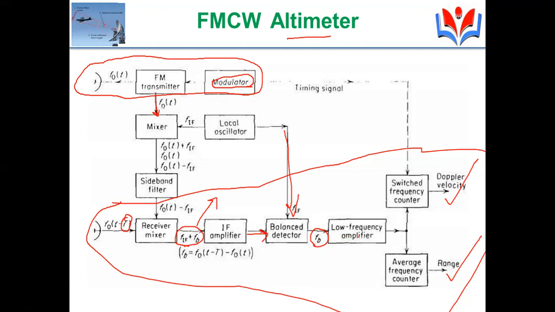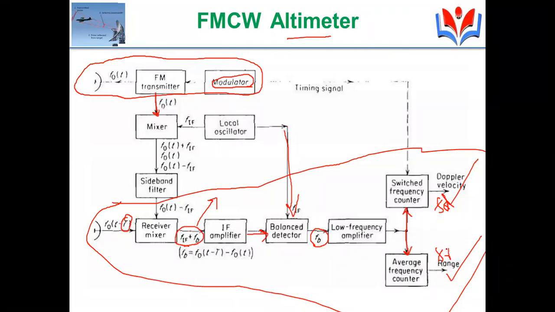So we will have an amplifier here to strengthen it further, and we will have two counters separately. One is a switched frequency counter for Doppler frequency measurement. The other is an average frequency counter for range frequency measurement. So we will have two outputs: f D, the Doppler frequency, here, and f R here.